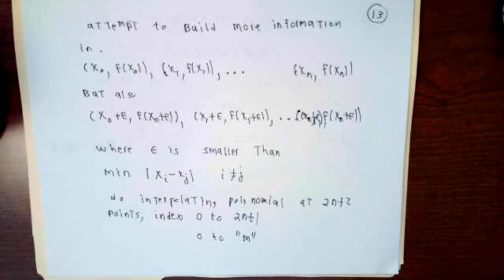The indexing on the original data x's was 0 to n. We had n plus 1 data points. If we double that, the number of data points will be 2n plus 2. And since our index begins at 0, the indexes on our new set will go from 0 up to 2n plus 1. And I'll probably end up calling that number m when I write my program.